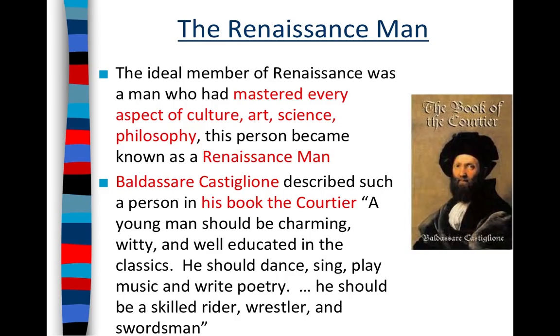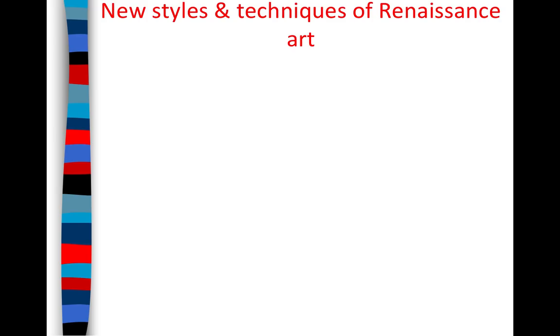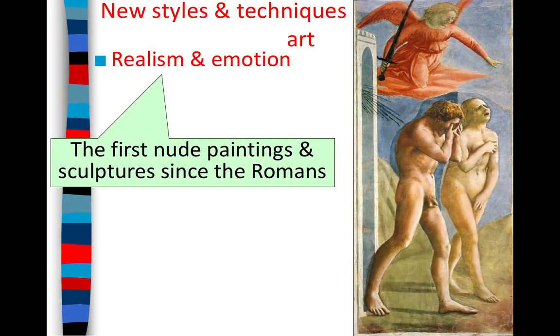Let's look at some of the new styles of art that came out of the new techniques during the Renaissance. So some new styles and techniques of the Renaissance art. Realism and emotion. So this is the first nude paintings and sculptures since the Romans. Okay, so the people look real, you can see emotion on their face. And again, this will be the first time we see nude paintings and sculptures since the Romans. Remember, all medieval art is very flat. The people are heavily clothed. And so this is going to be quite different.